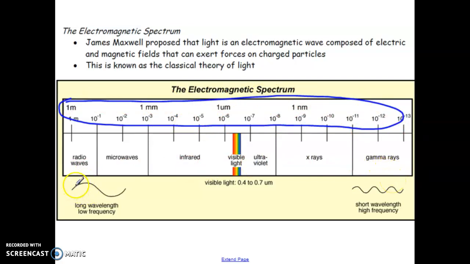Notice here, long wavelength. Imagine the crest would be there. Long wavelength, and here you have a short wavelength. That means this side of the spectrum has low energy, and this side of the spectrum has high energy.